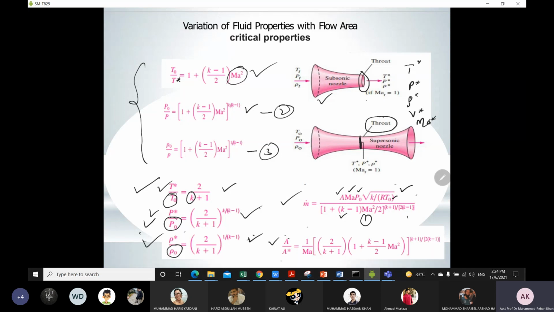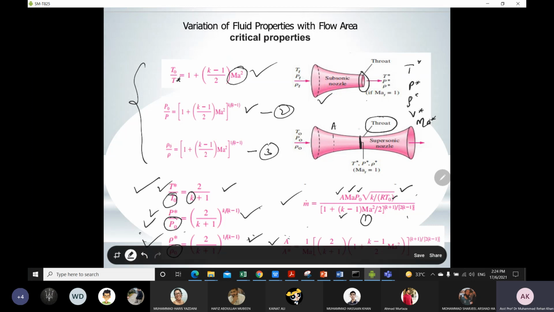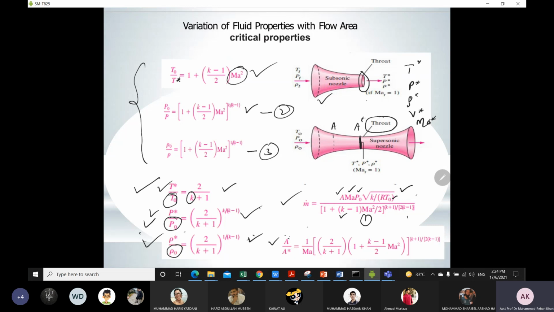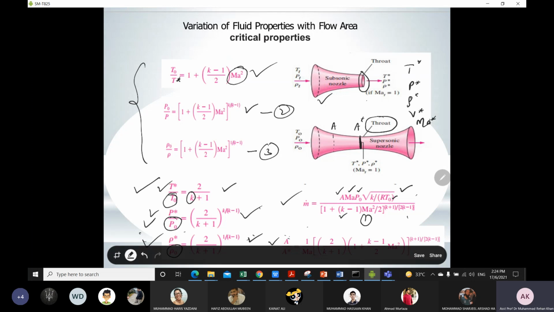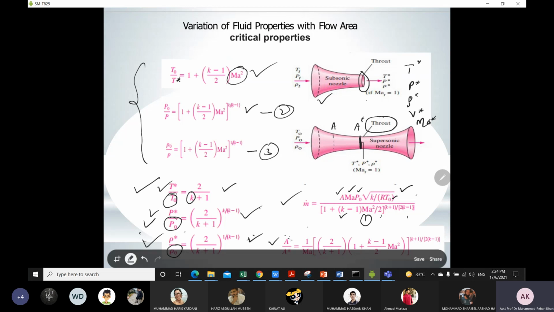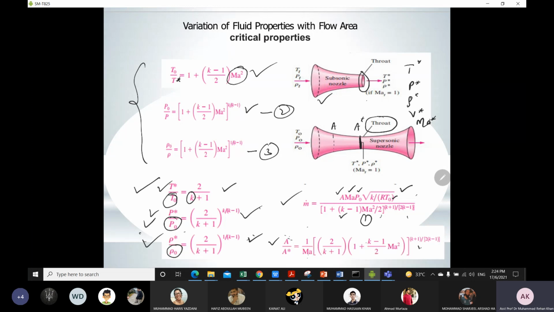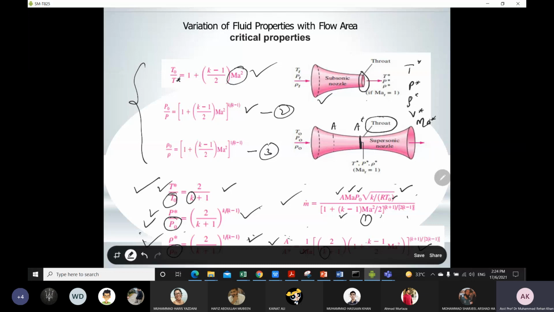Similarly, if we want to find area by A star, for example, this is the area at some section. I can say this is section number 1, and I want to find the ratio of the area of this section to the throat's area. For this we can simply say A by A star equals 1 by Mach, times 2 by K plus 1, and the rest of the terms are given over there. If you have Mach number and specific heat ratio, you can easily find A by A star.